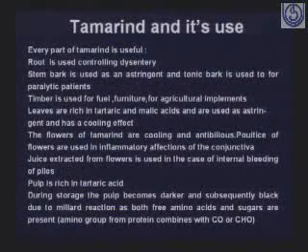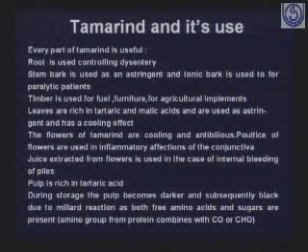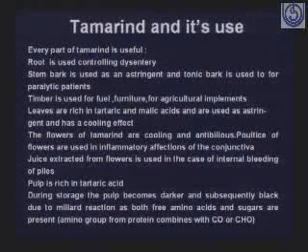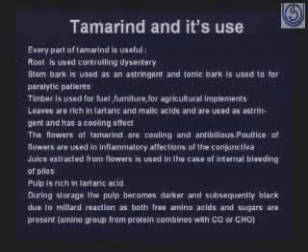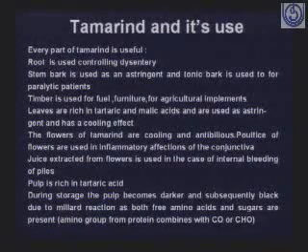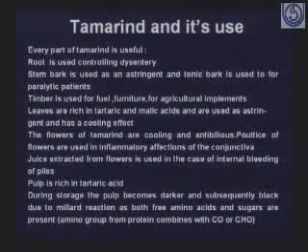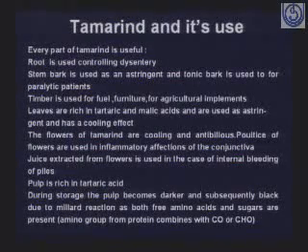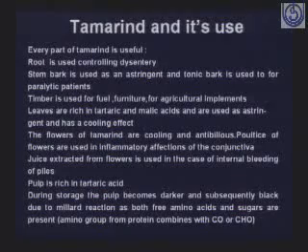We have tamarind, imli. Every plant part of tamarind is useful. Root is used for controlling dysentery, stem bark used as astringent, timber is used for furniture and fuel, leaves are rich in tartaric and malic acid, flowers of tamarind are cooling and antibilious, poultice of flowers is used for inflictions, juice extracted from flowers is used in the case of internal bleeding, pulp is rich in tartaric acid.